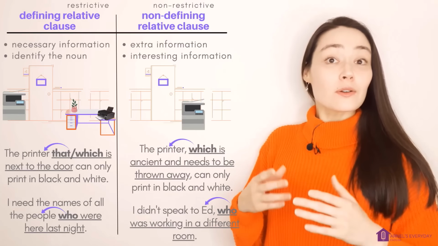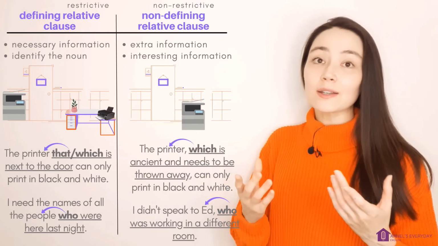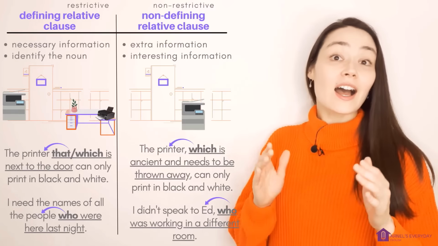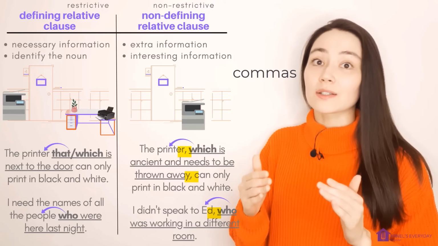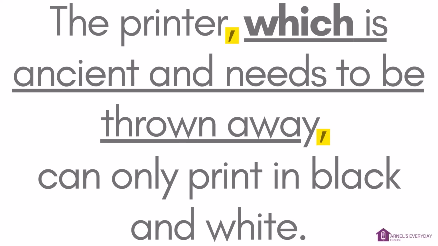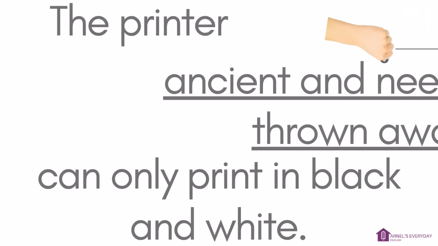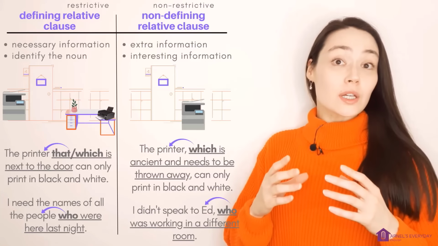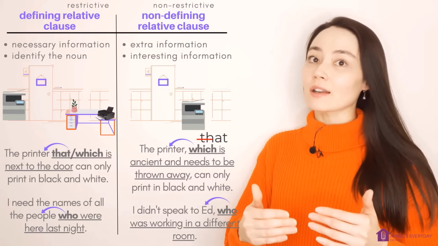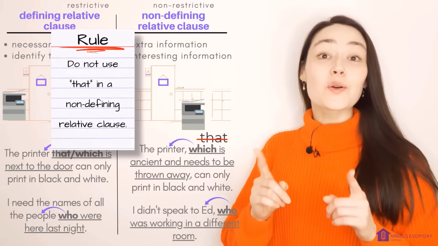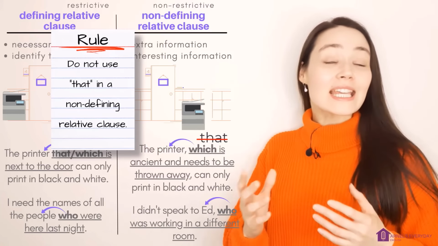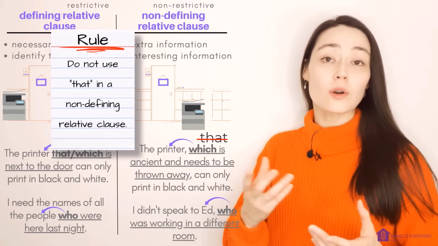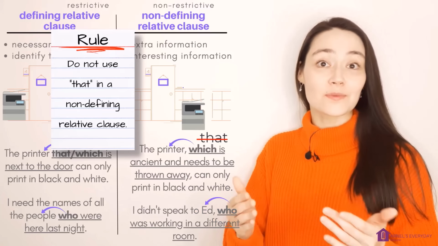Do you notice any other differences between defining and non-defining relative clauses? Commas. We always need commas to separate our non-defining relative clauses. Think of the commas like handles, so you can easily remove the clause if you want. You can also see I haven't used that after my comma. Rule: do not use that in a non-defining relative clause.